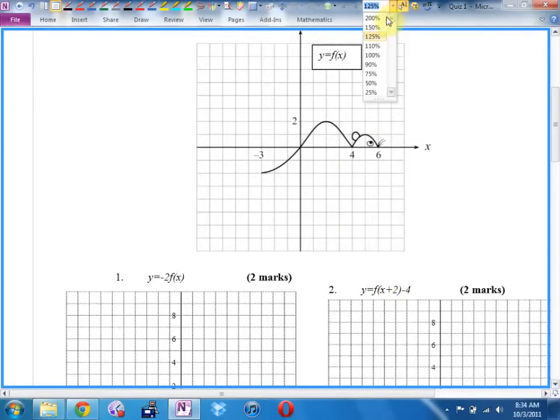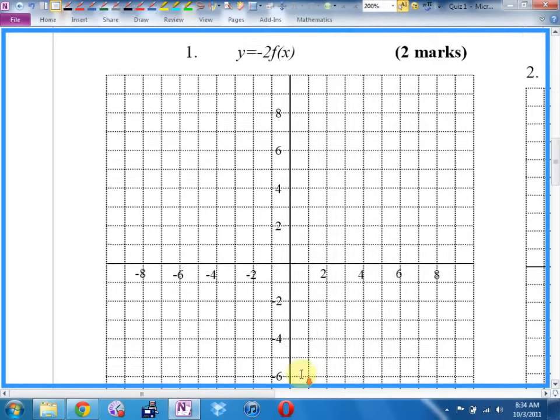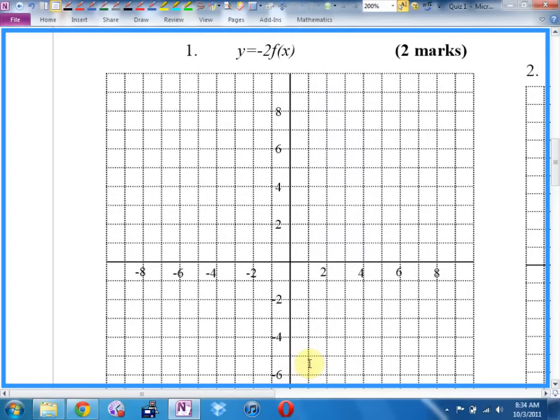First thing I'm going to do is make the graph bigger so that you can all see. There's number one. And I'm going to list the transformations in the correct order.